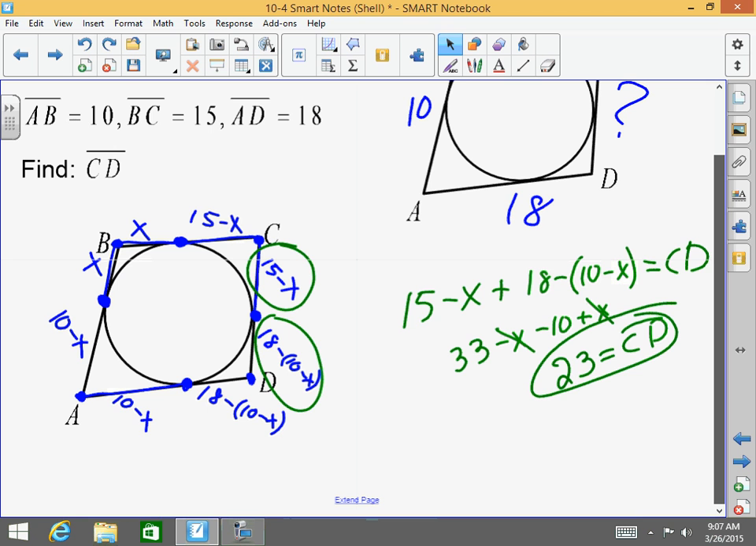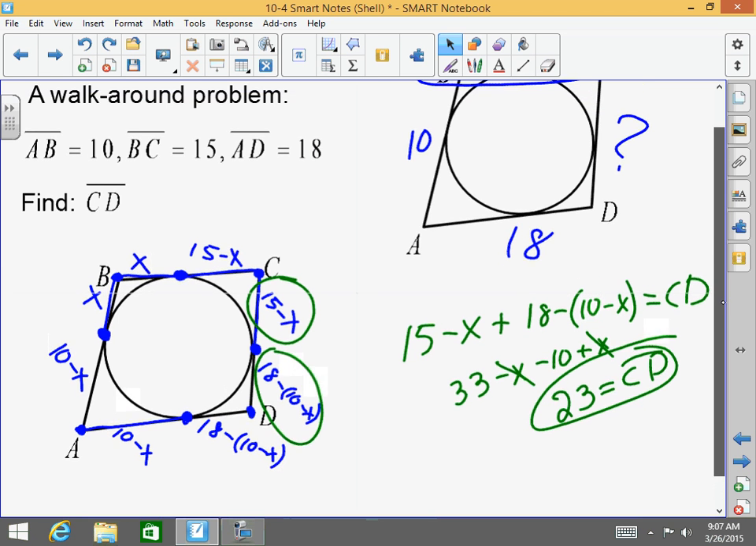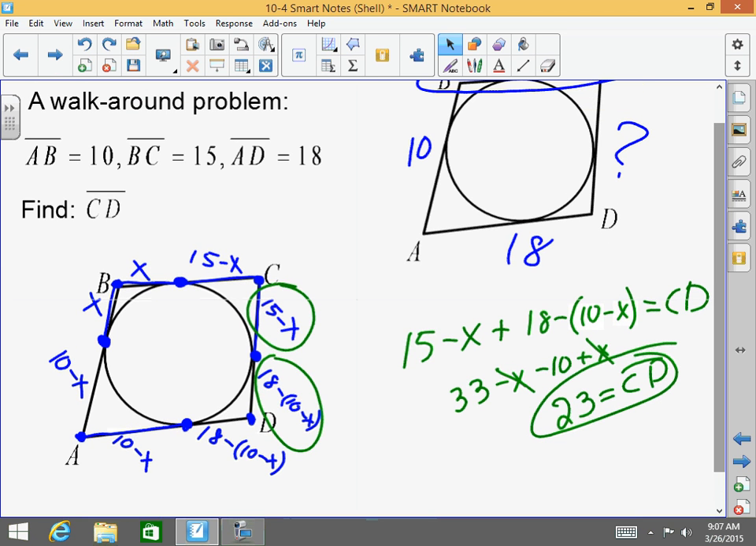Sir, the question was, why would the X's cancel? Thank you. Doesn't this negative distribute to both? Yes?